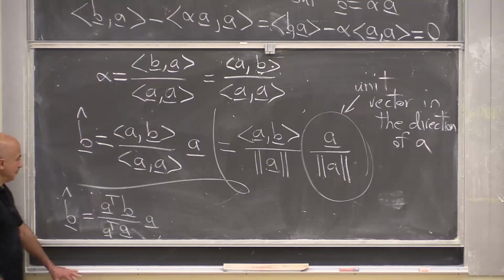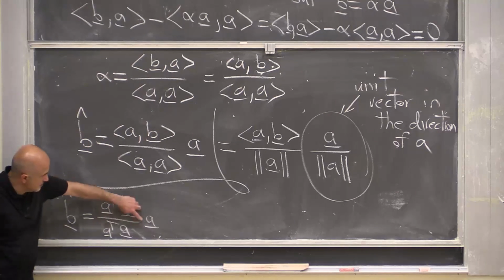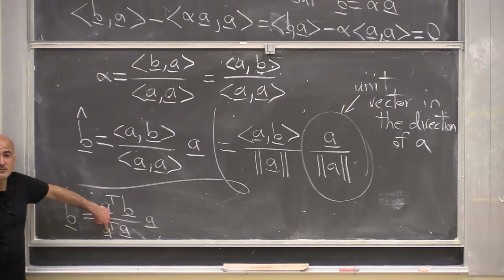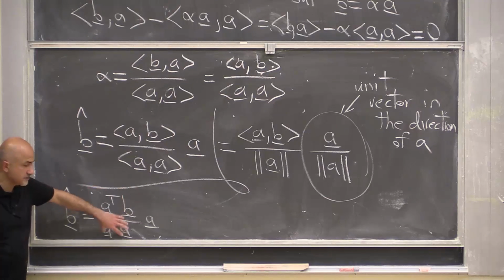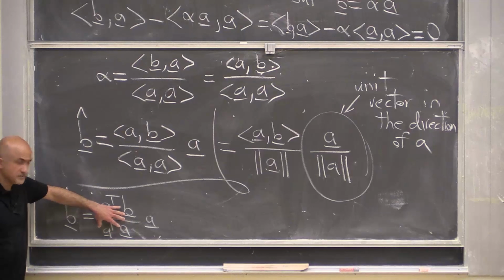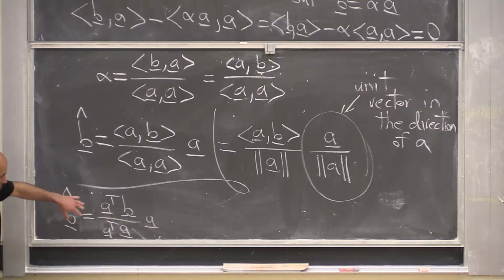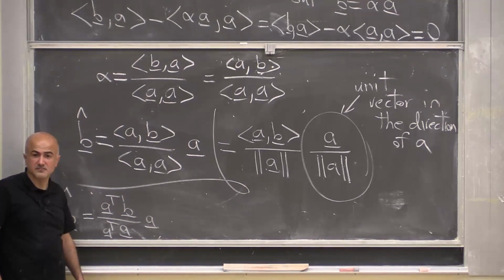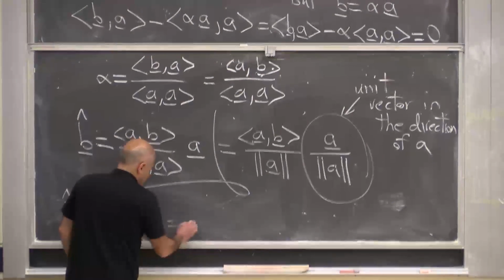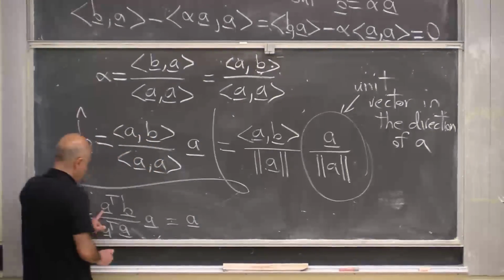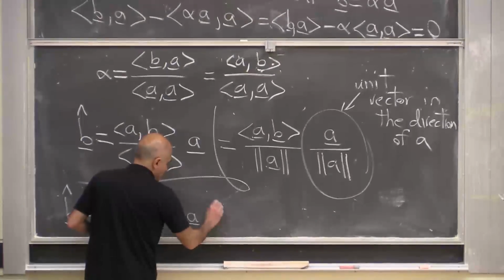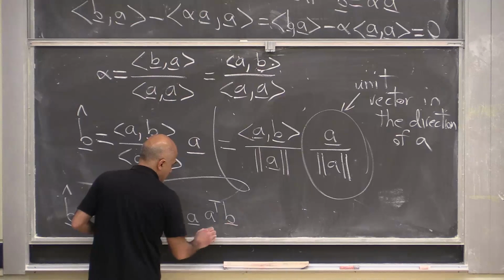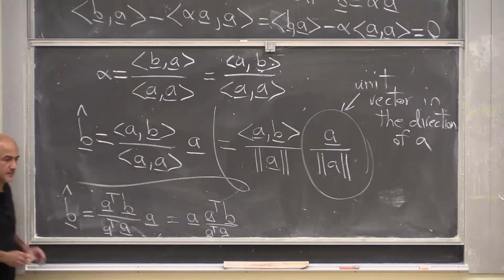Now, do you agree that this is a scalar? It's a scalar over a scalar. So I'm going to do something weird. I'm going to take this scalar to the right side of this vector. Does that matter? Good. So I'm going to write A here. And I have A transpose B over A transpose A. Okay?